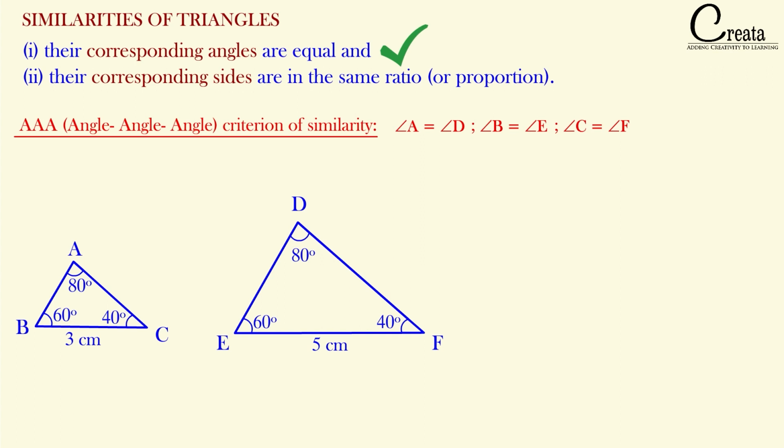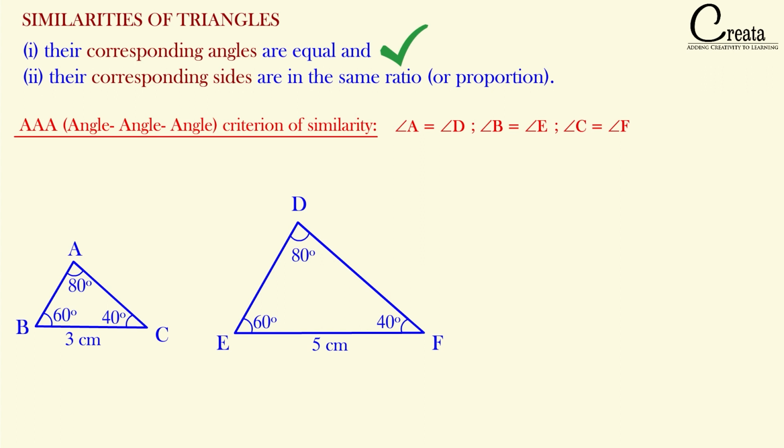So I am having these two triangles. BC is 3 cm and EF is 5 cm. Angle B and angle E are 60 degree. Angle C and angle F are 40 degree. Angle A and angle D are 80 degree. You can also draw any triangle in which all the three angles are matching and the sides are not matching. Basically, one triangle should be larger or smaller as compared to the other triangle.